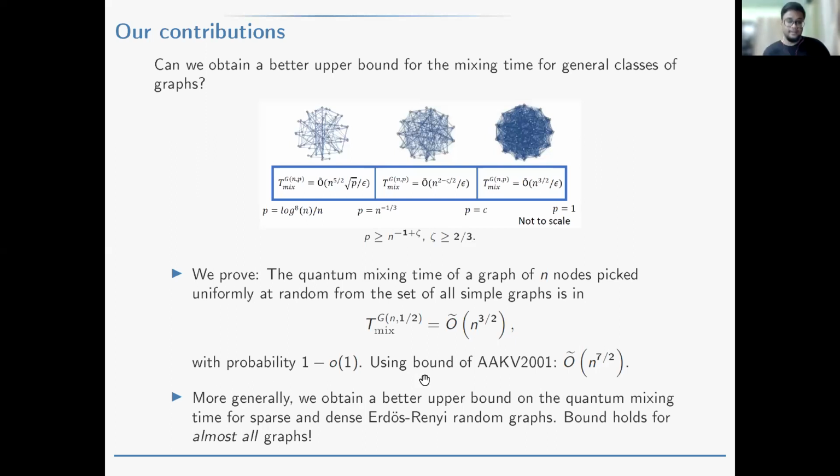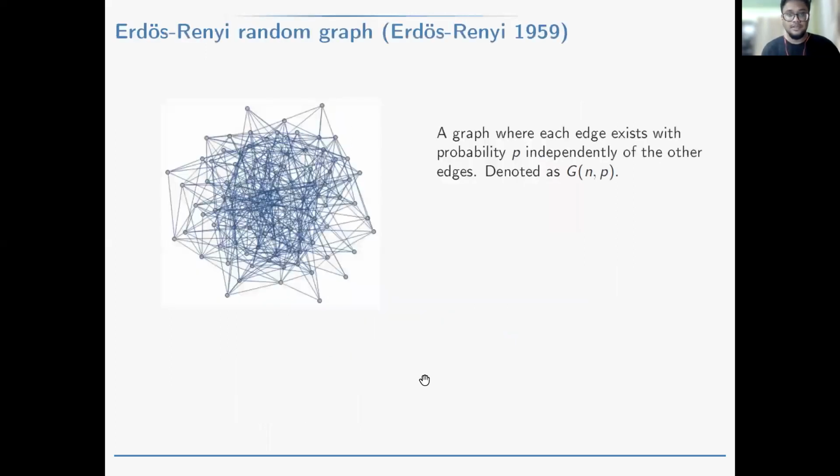One good thing about this random graph model is that if you show that a particular property holds for Erdős-Renyi graphs, you can immediately say that the property holds for almost all graphs, and I'll explain why that is the case. So let us move on to what Erdős-Renyi random graphs are. It's a very simple random graph model defined by Erdős and Renyi in seminal work in 1959.